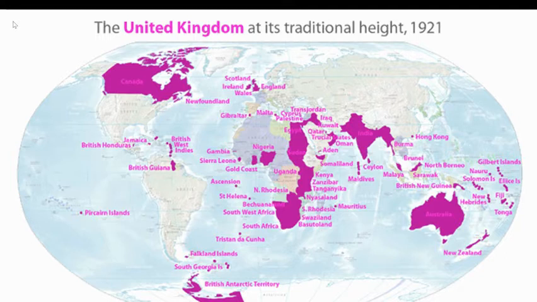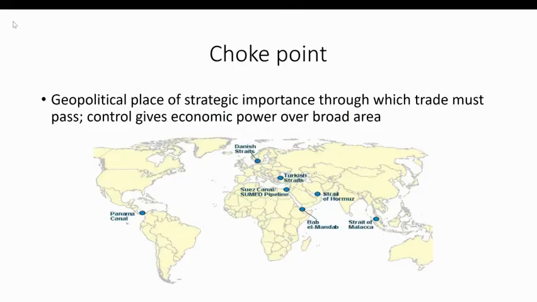They don't control all these places now. Some of these places, like Nigeria, South Africa, and India, are independent. But at the time, this is what helped them to become the most powerful country in the 1800s.